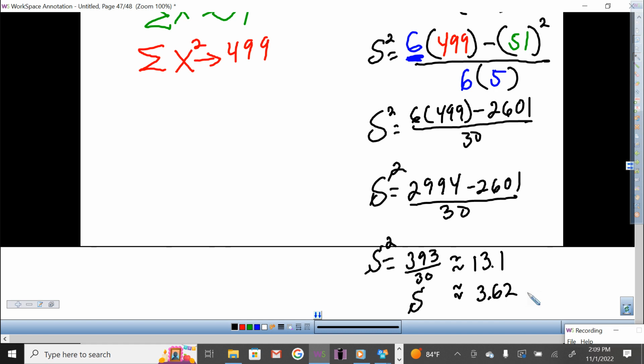From 1 to 5, how comfortable are you using the shortcut formula? Yeah, it's just plugging in stuff, right? Yeah? Jet, you all right? You want some coffee? No? Okay, good.